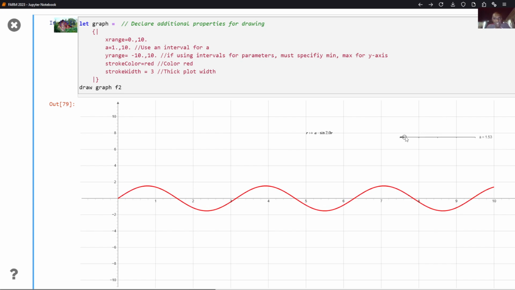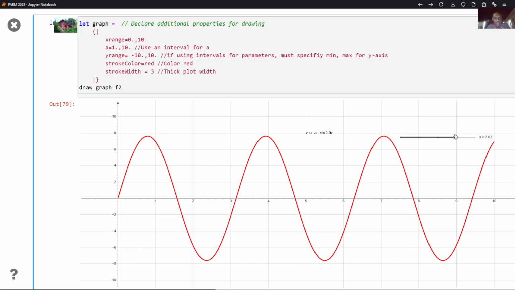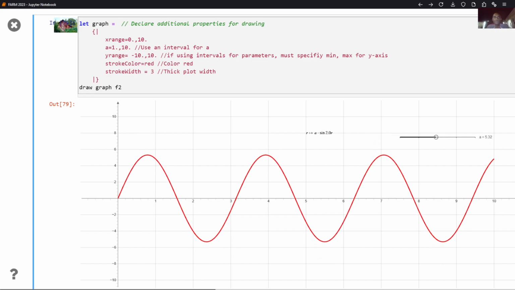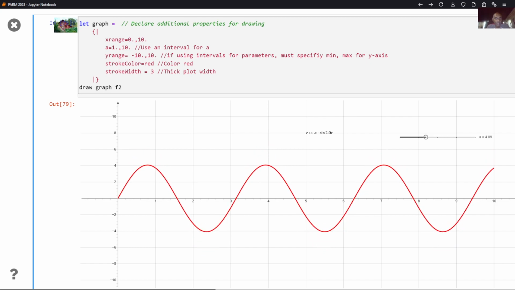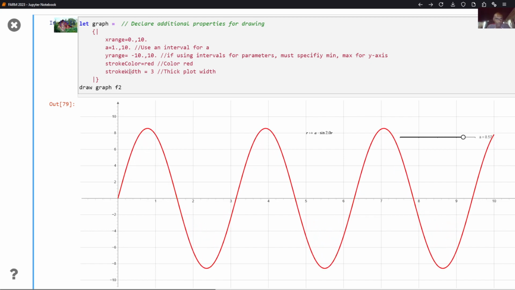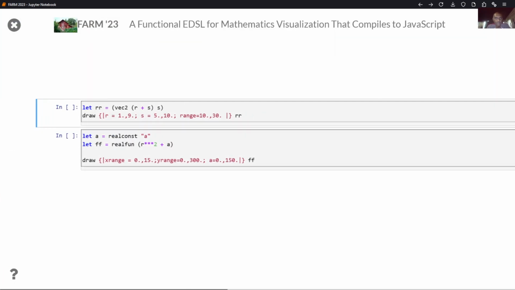We have a slider here, and we can use the slider to increase the value of that particular constant a. This changes the visualization dynamically. So this is more complex, but even though it's a more complex visualization, the syntax is still relatively simple. You don't need to use JavaScript or anything like that just to get this sort of interactive visualization.